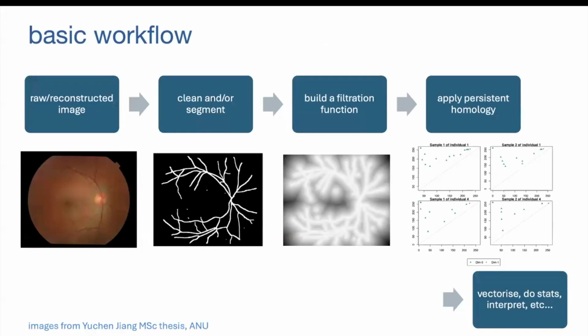All right, so the basic workflow here is that you get some kind of raw or 3D reconstructed image, and we want to make some kind of geometric quantification. And so we have to process that image in some way to get a representation of the part of the image that we want to be able to quantify.